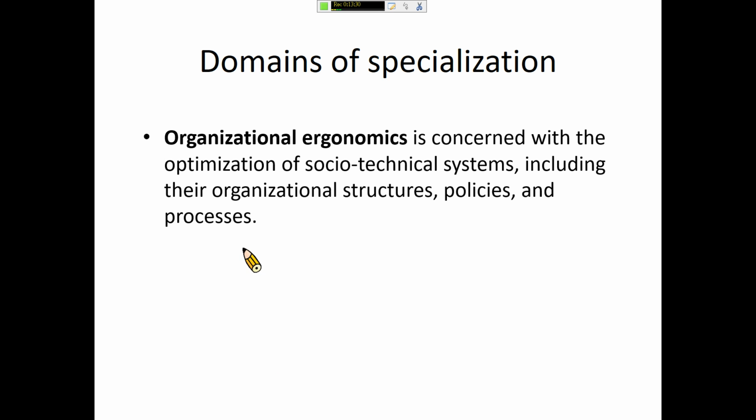In general, the third category we call organizational ergonomics, concerned with the optimization of socio-technical systems. What does that mean, socio-technical? What is a socio-technical system? Why doesn't it say human-technical system?